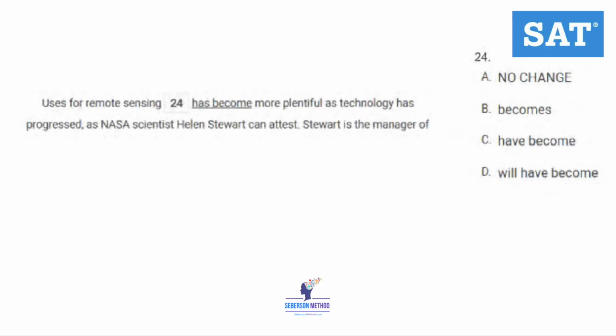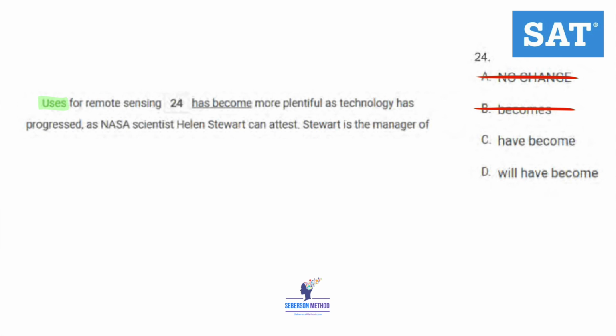So here's an example that requires you to use present perfect. What is your subject? Uses. And uses is a plural subject. Uses, they. They become. Well, the problem is that that only cancels out A and B because A and B are both in the singular form. But what about have become or will have become?